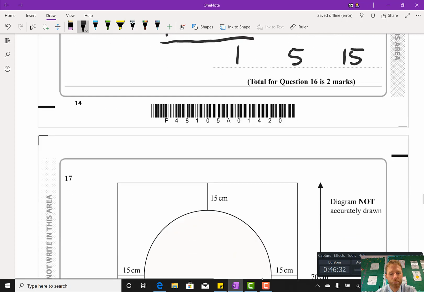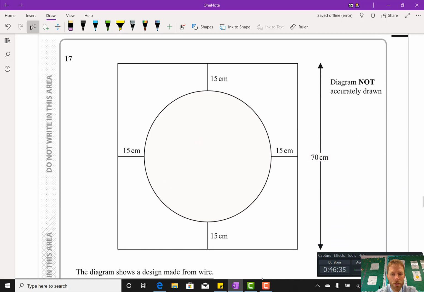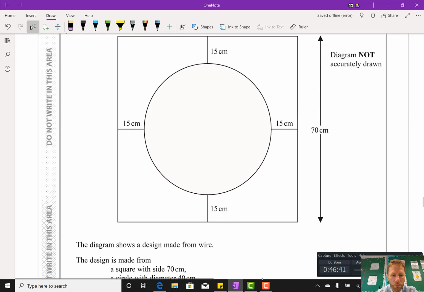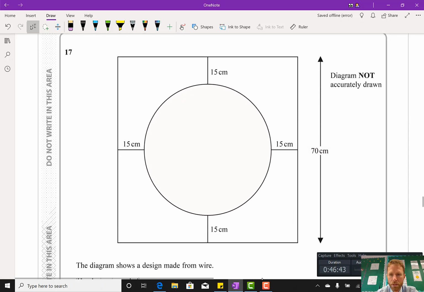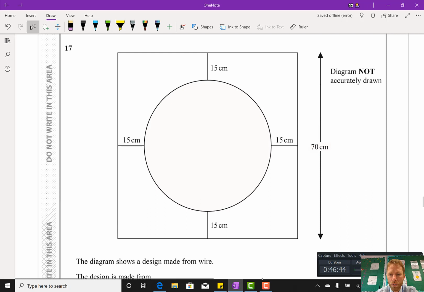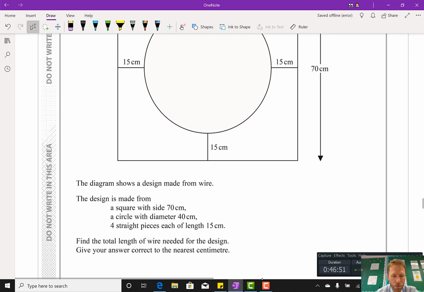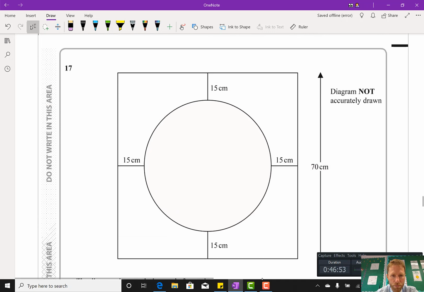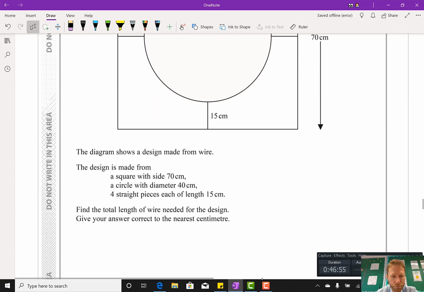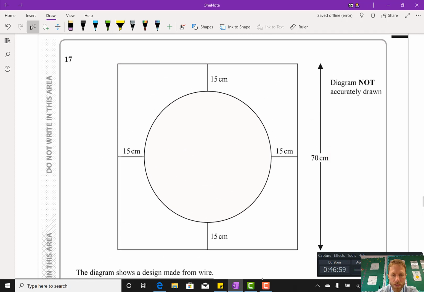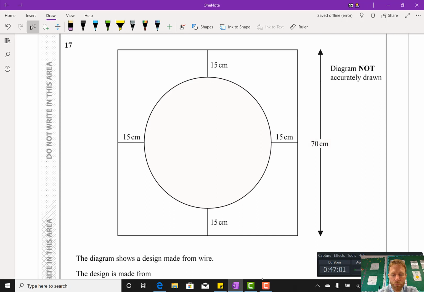Right, on we go. Question 17. So I'm immediately faced with a circle inside what looks like a square. I'm sure it will tell me, diagram not drawn accurately, so again I'm going to have to do the working out. It's not just a case of getting a ruler and cheating. The diagram shows a design made from wire, if you say so. The design is made from a square with a side 70 centimetres, so it is a square, and that's labelled there, 70 centimetres, fine.